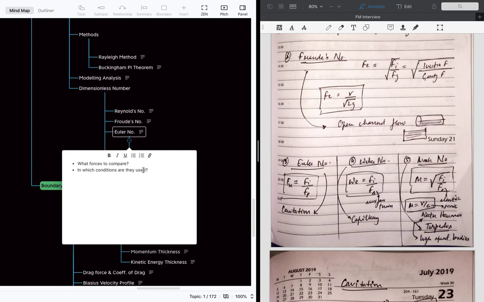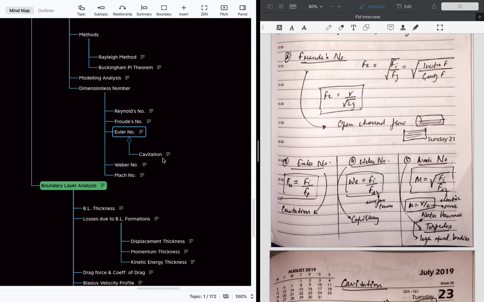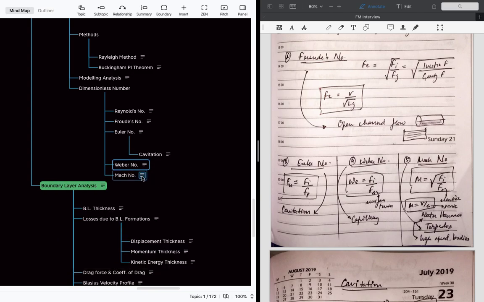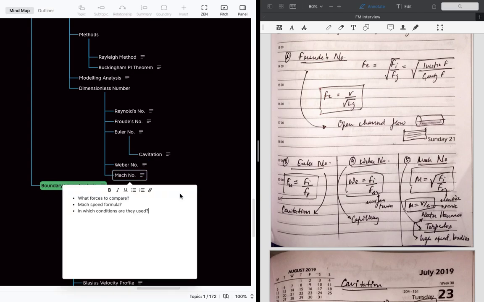What forces are used here? Inertial force as well as pressure force, and they are used for cavitation. We will see about the cavitation next. Weber's number is the inertial force divided by the surface tension force, and is used for capillary conditions. Mach number is the ratio between the inertial force and the elastic force, and you know the Mach speed formula, and it is used for high speed bodies.